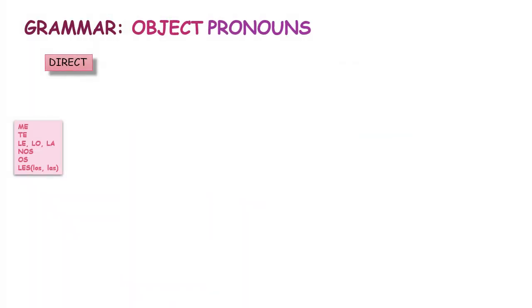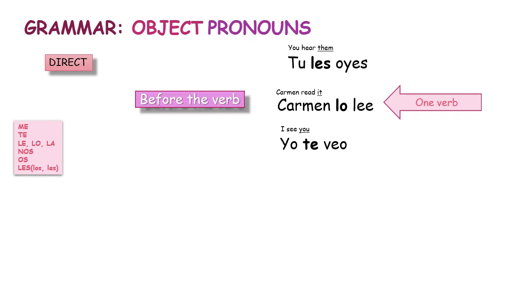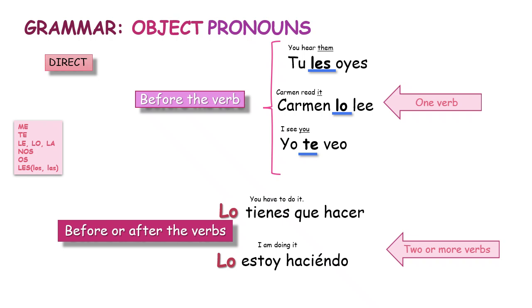Let's go to the position of object pronouns. If there's one verb, the pronoun goes before the verb. I agree, it's weird. So it would be "¿Los oyes?", you hear them, or "Carmen lo lee", Carmen reads it, "yo te veo", I see you. I know, weird. And when we have two verbs, we can place it before or after the verb.